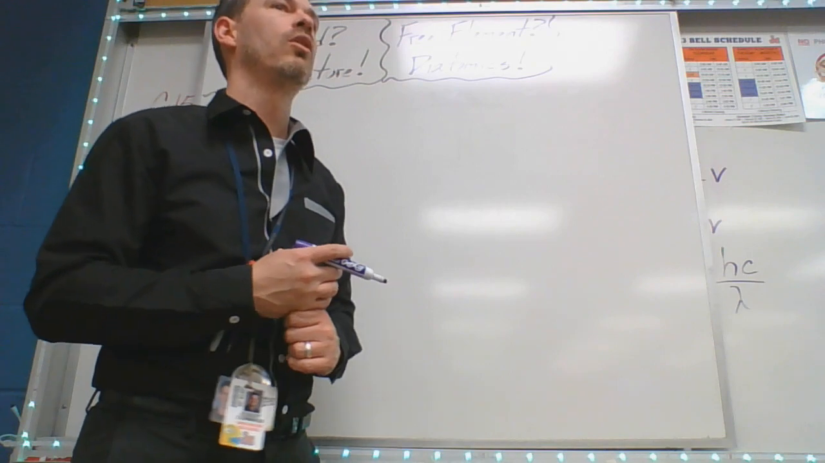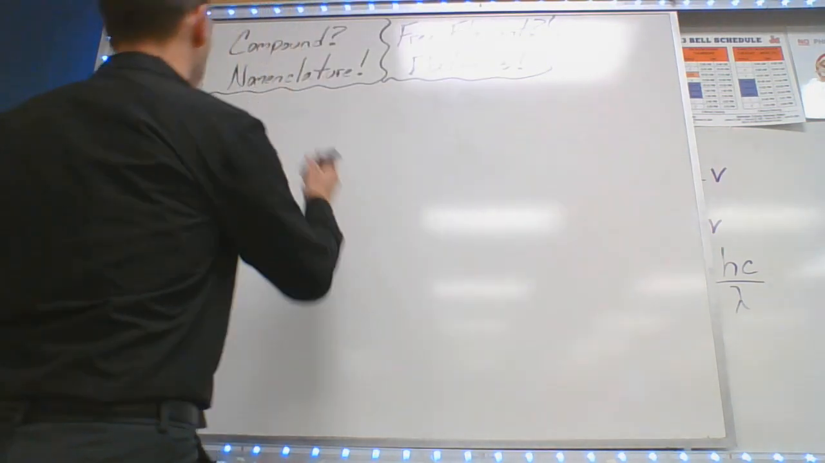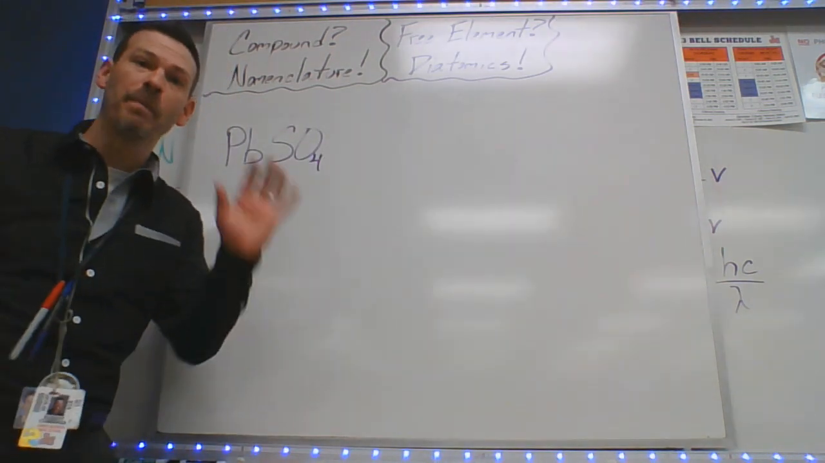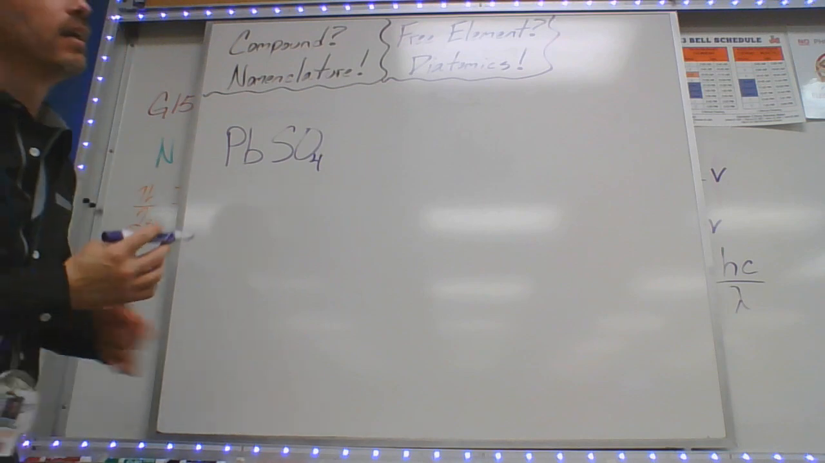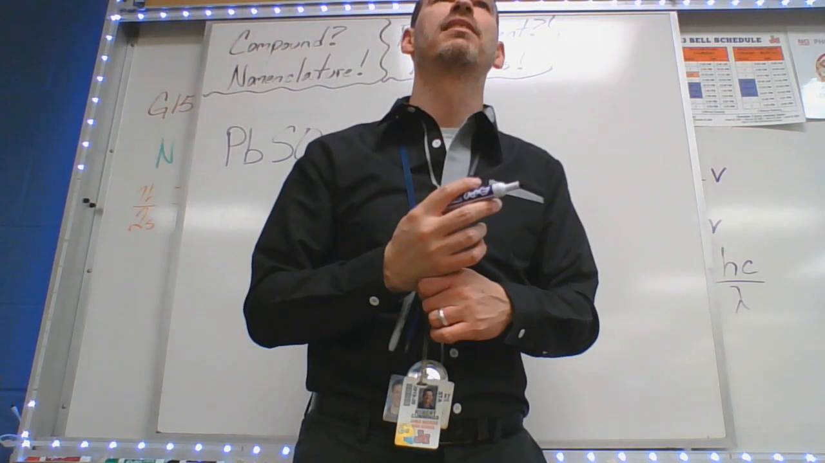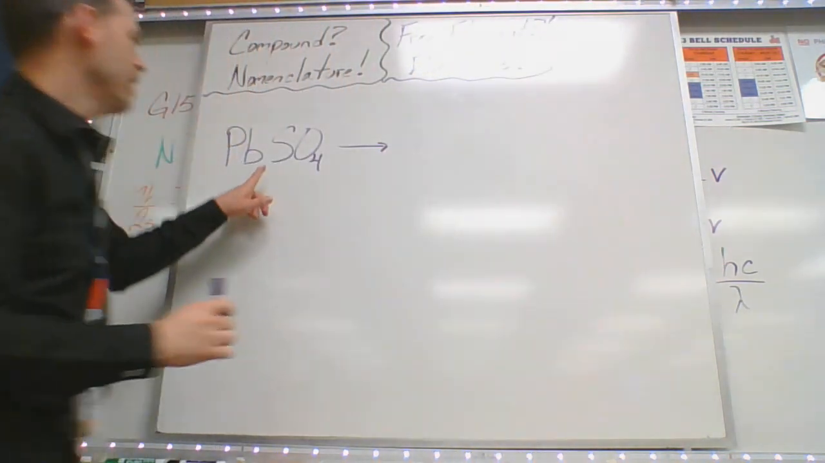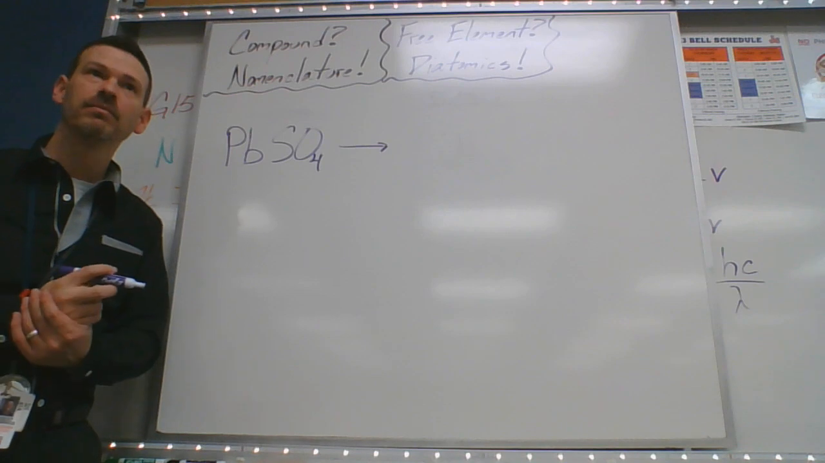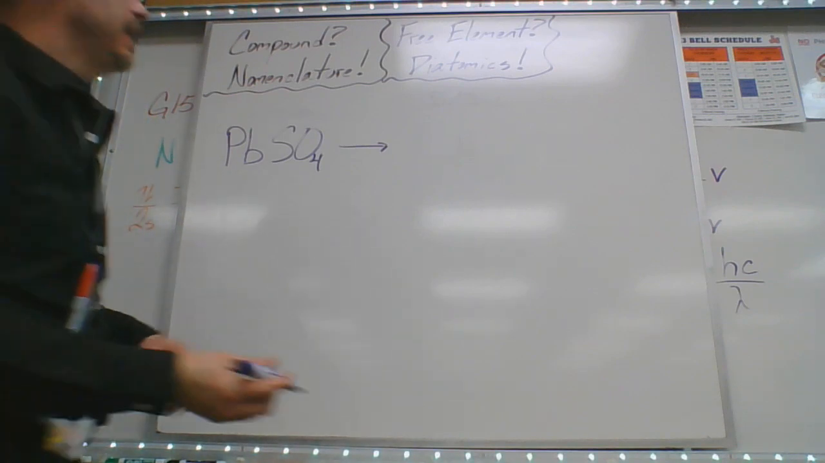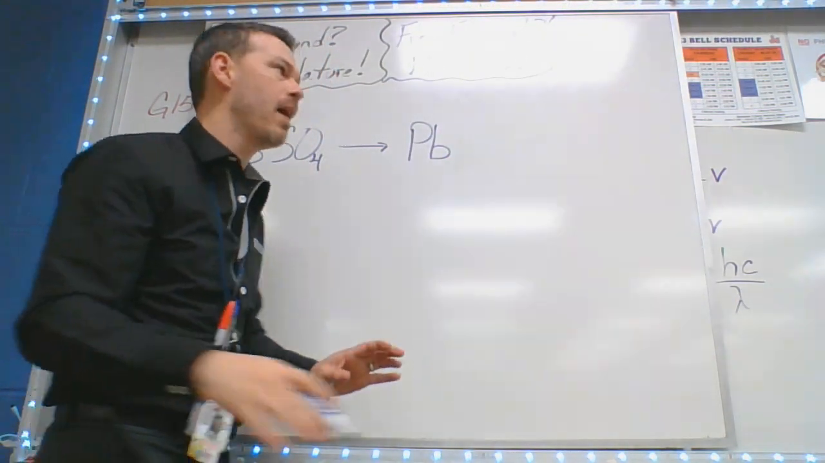Hey, cluster 2, what should I write for sulfate? Any of you? SO4, beautiful. PbSO4. Yes, he has a charge, but I don't need it yet. Hey, cluster 3, what should I draw for the word yields? An arrow, a yield sign. So check it out. This one only has one reactant. All right. It yields lead, again, a Roman numeral that we'll worry about in a moment.